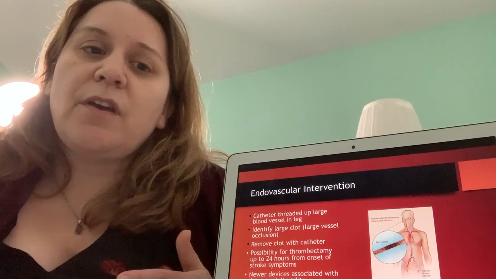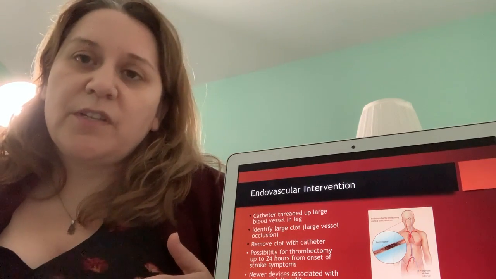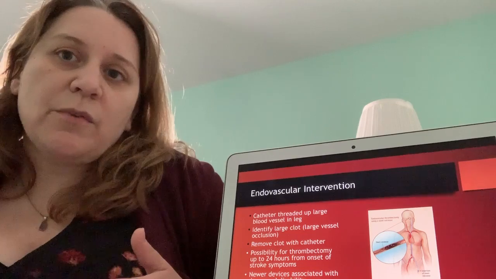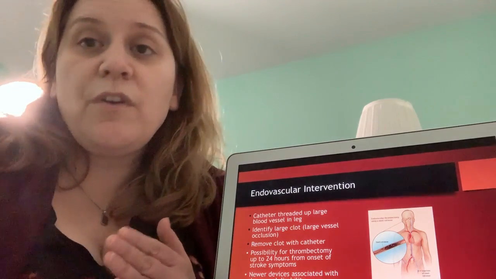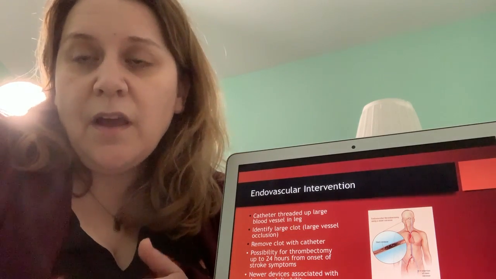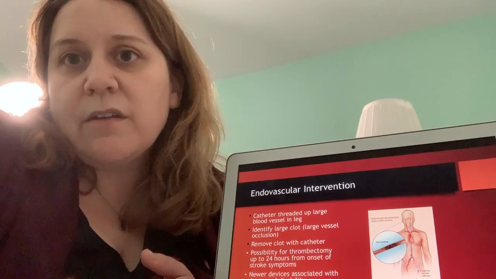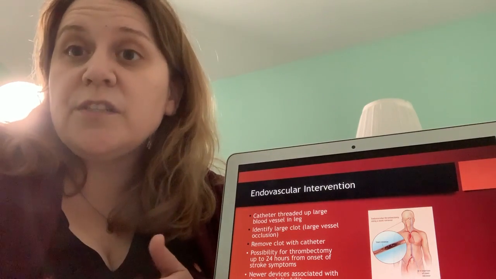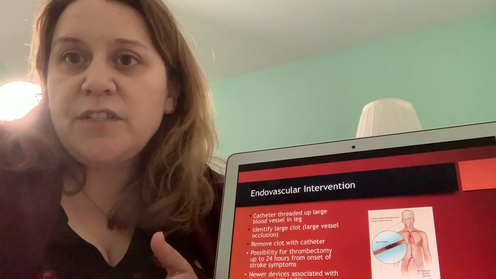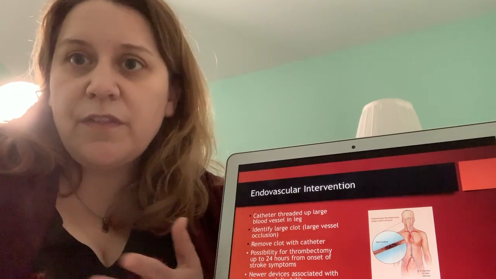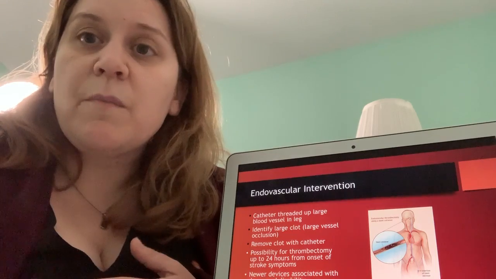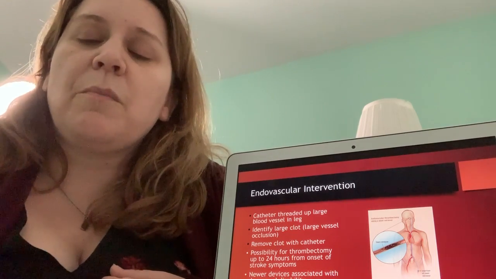So if somebody was last seen normal before they went to sleep at 9 p.m. and they wake up at 6 in the morning with stroke symptoms, they would not be eligible for IV TPA, but they might be eligible for a mechanical thrombectomy. Additionally, a patient can receive both. They can receive IV-TPA, and if the neurologist team determines that a mechanical thrombectomy could help, they can have both therapies.